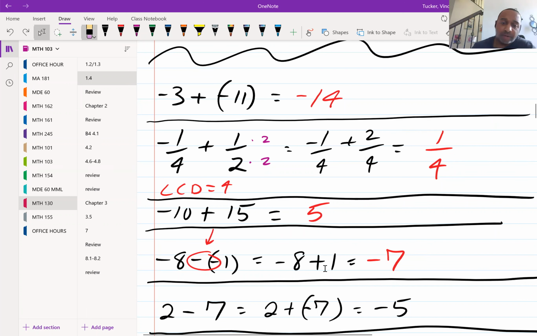And then from there, different signs, so that means you need to subtract. And then the greater one was negative 8. So your final answer is negative 7. Okay.